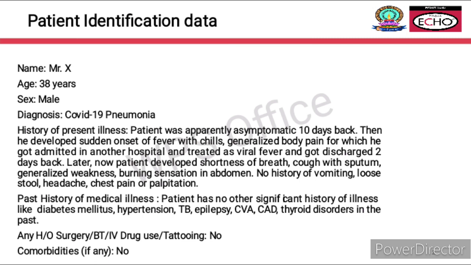Name I've written as Mr. X, age is 38 years, sex is male, and diagnosis of the patient is COVID-19 pneumonia. In the history of the present illness, the patient was apparently asymptomatic 10 days back. Then suddenly he developed the onset of fever with chills, generalized body pain, for which he got admitted in another hospital and treated as a viral fever, and got discharged 2 days back.